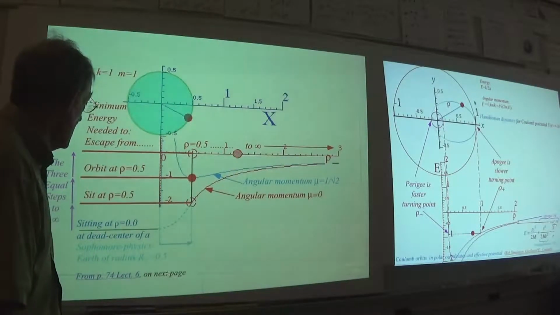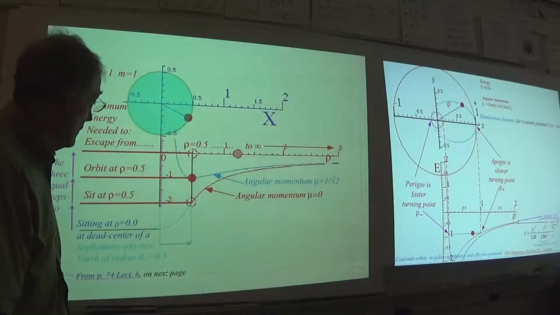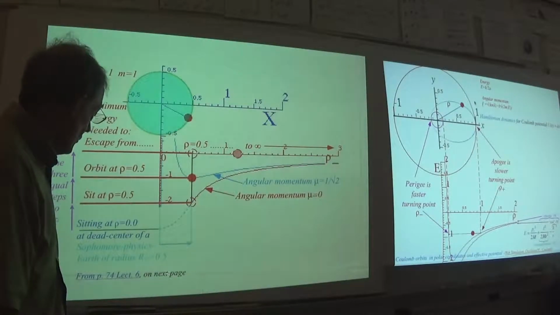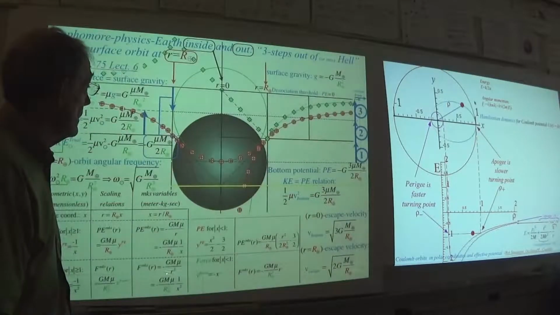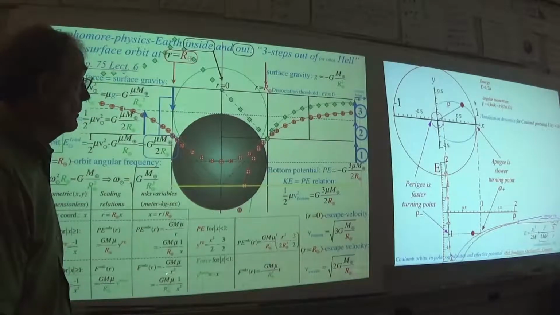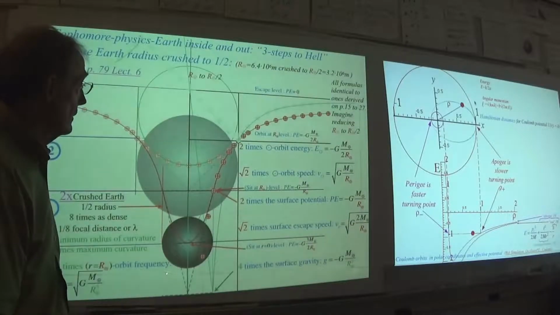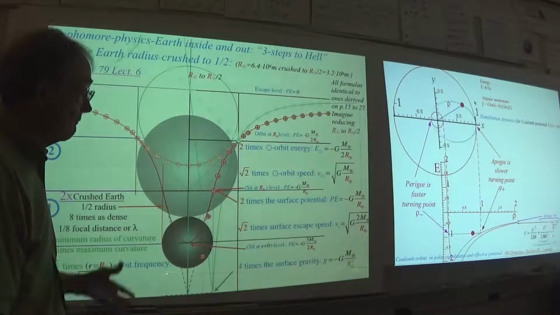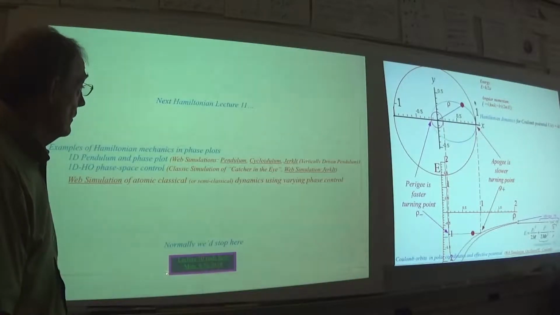Okay, and remember the three-step. Most people got that right. So this is all back in lecture 6, and there's the stuff that went with it, which we'll be doing over again later on when we actually do orbits. But it's worth having it in front.